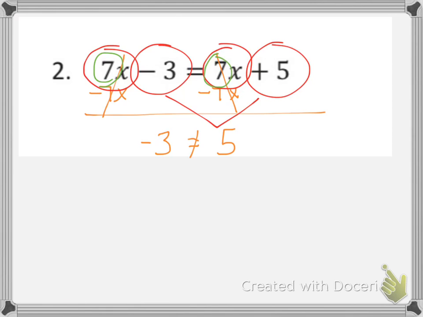Coefficients are the same. That's not good. So it's at least going to be no solution. And how do I figure that out? Well, I look at the constants. And if those constants are different, then I'm going to have no solution.